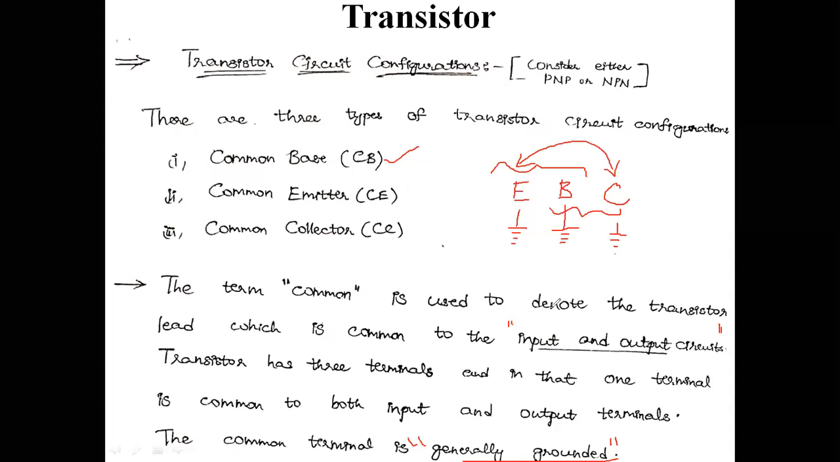Those three configurations are common base, which we can simply call CB configuration, common emitter, which we can simply call CE configuration, and the third one, common collector configuration, which we can simply call CC. This is about the configurations. We will discuss this topic more elaborately in the subsequent classes.